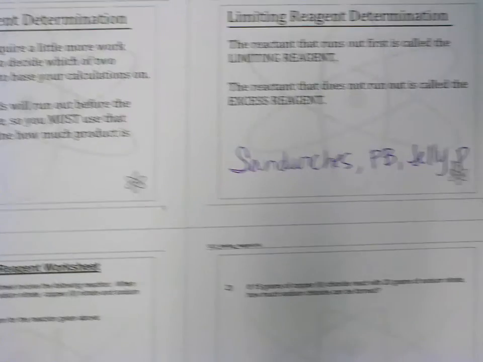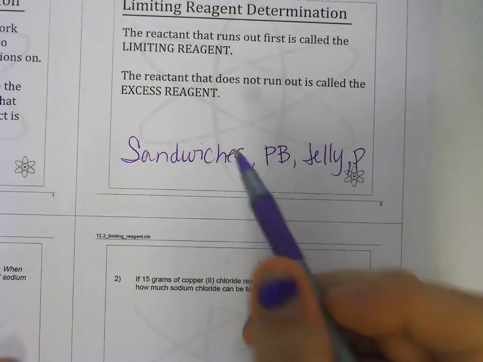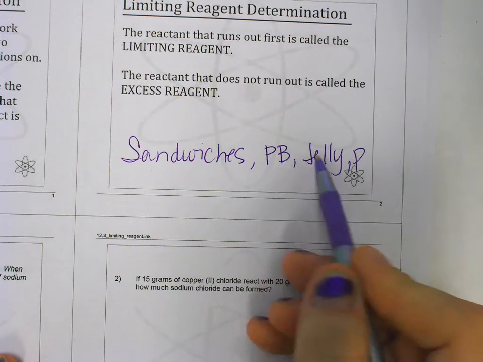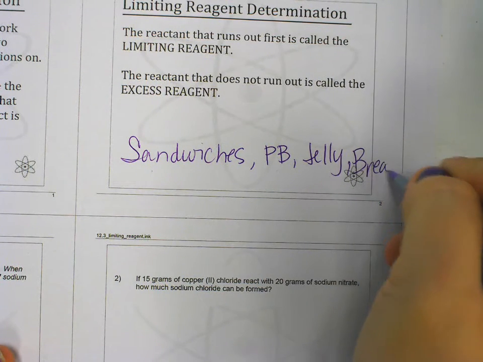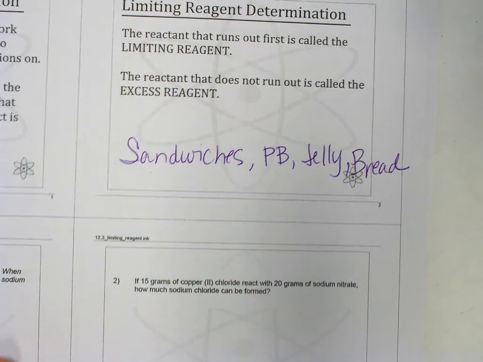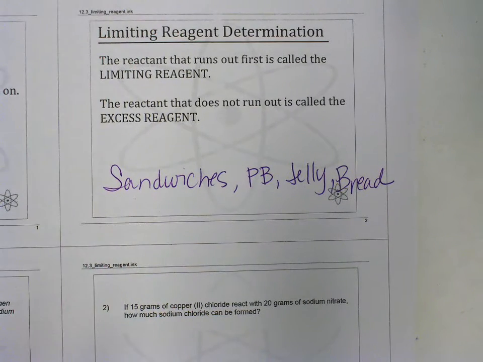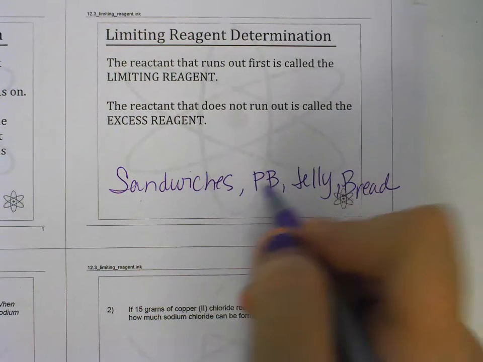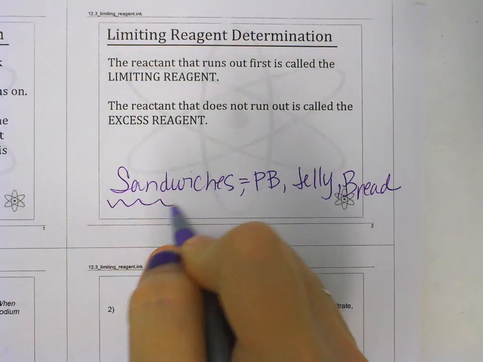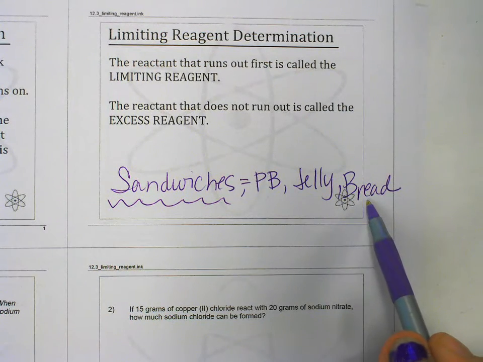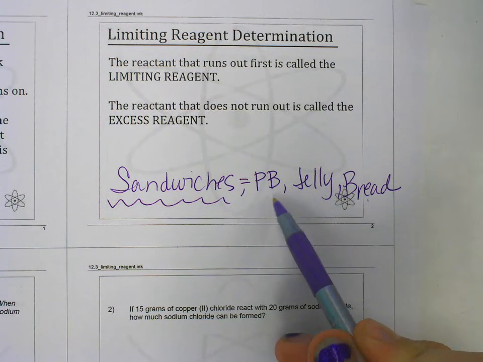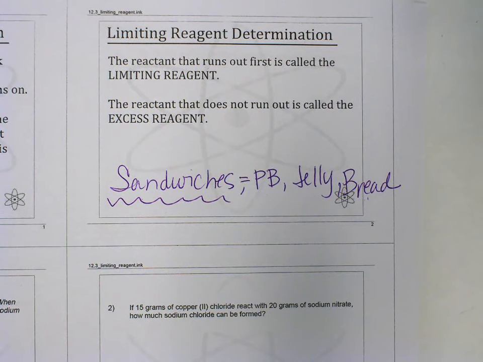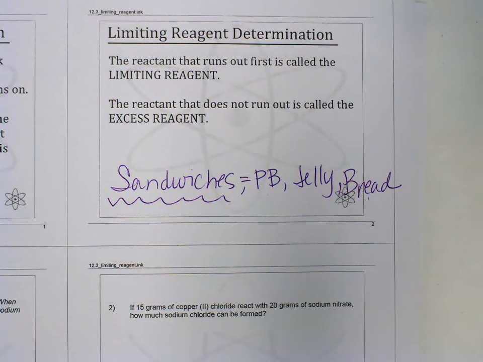An example that I like to use when we're talking about this is sandwiches. If I want to make some sandwiches, I would need peanut butter, jelly, and bread. One of those things is considered the limiting reagent because it'll probably run out first. The thing that usually runs out is the bread. It doesn't matter how much peanut butter or jelly I have. If I only have one loaf of bread, then I can only make that many sandwiches.